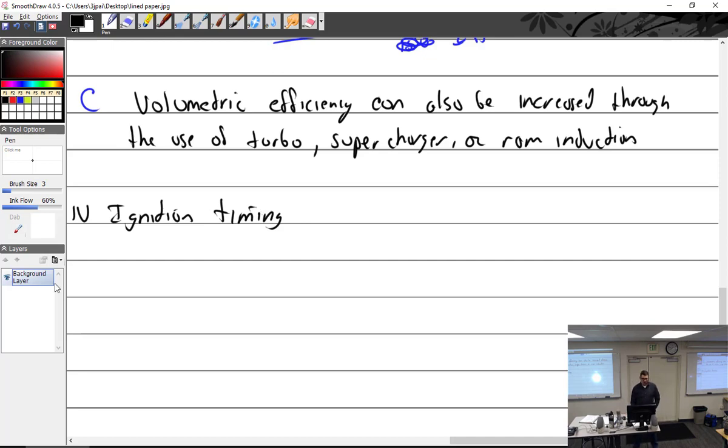That in the same way that valves open early, the spark is early.